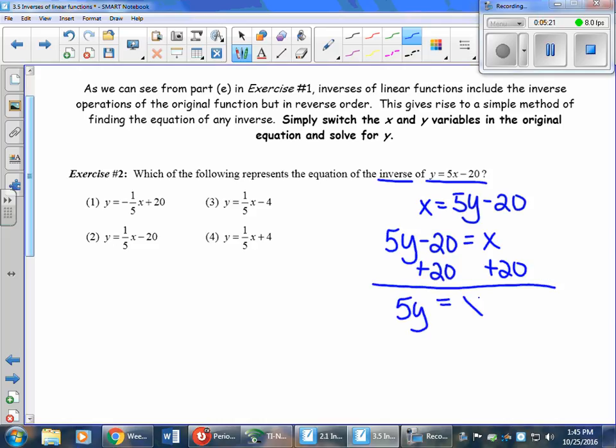5y is equal to x plus 20. Of course, we cannot add those two. They're not like terms. And divide everything by 5.